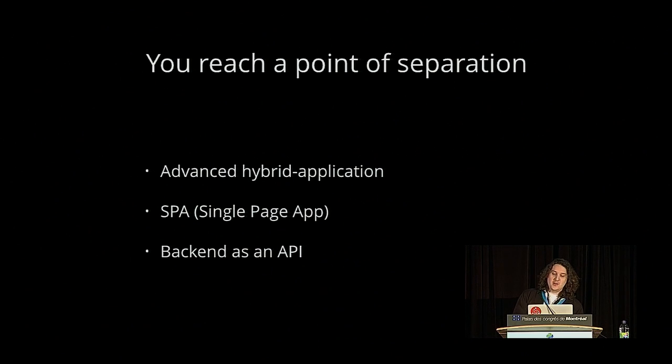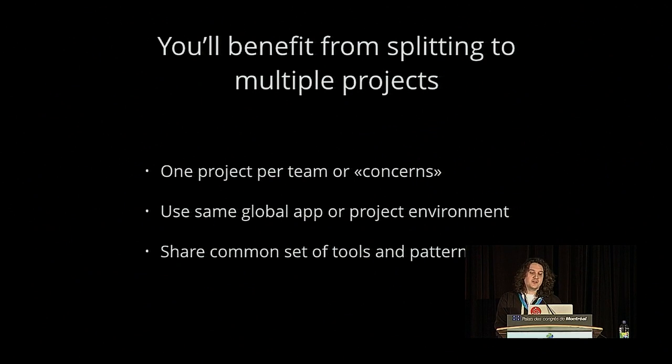So you'll reach a point of separation when the application is a hybrid application, so a lot of stuff is done on the front end, or it's a single page application. In that case, your back end becomes just an API. So it won't make sense to have those front end developers relying on all the stuff you can do on the back end. So you'll benefit from splitting into multiple projects.